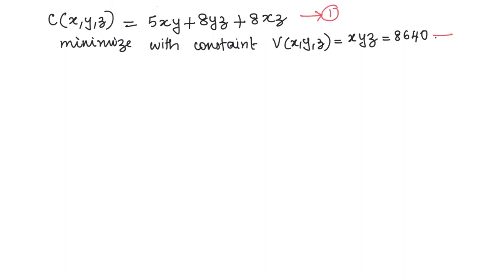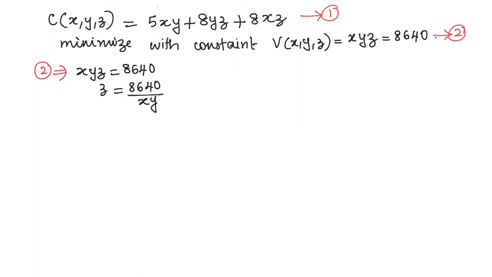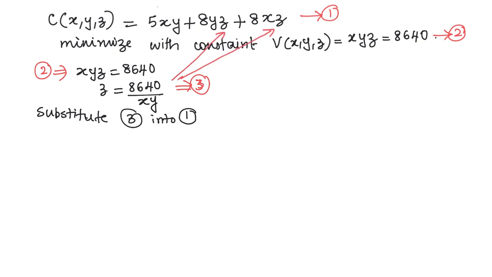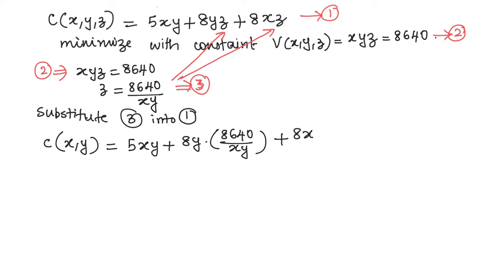I am calling this equation 1 and equation 2. I am taking equation 2 and solving for z. I am calling this equation 3. Now substitute equation 3 into equation 1. So substitute 3 into 1. So equation 1 will become c of xy because it will have only 2 variables after that. 5xy plus 8y, z is, replace that with whatever we have from equation 3. These are really large values, you can see that, and simplify that.